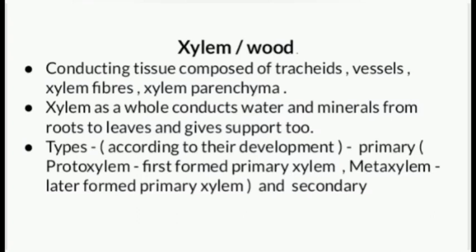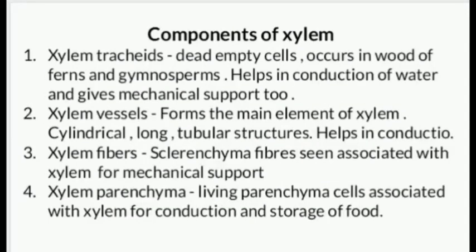Xylem as a whole conducts water and minerals from roots to leaves and gives support to the plant. Types according to their development: primary xylem, which includes protoxylem, the first formed primary xylem, and metaxylem, the later formed primary xylem, and secondary xylem. Components of xylem: 1. Xylem tracheids. Dead empty cells occurring in wood of ferns and gymnosperms. They help in conduction of water and give mechanical support to the plant.